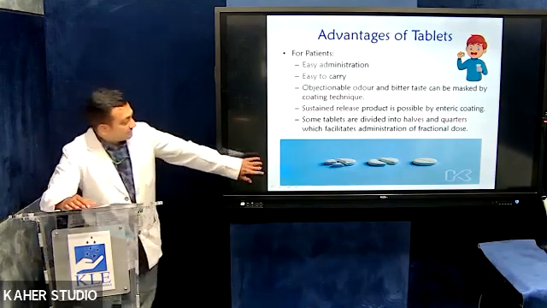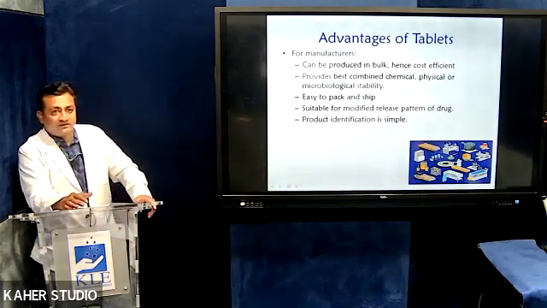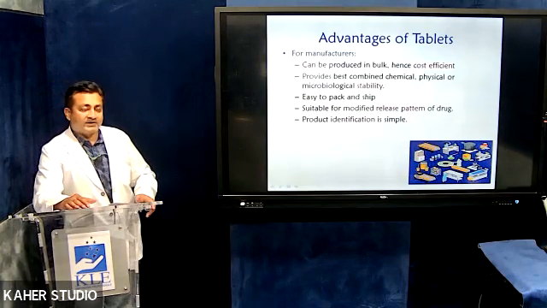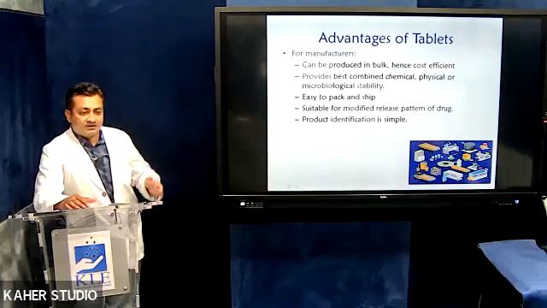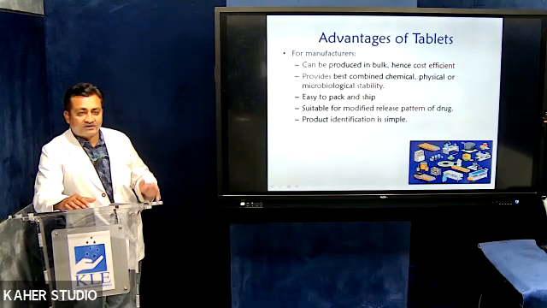So, according to the manufacturing view, it can be produced in bulk. Large quantities of tablets can be prepared, and they can be packed or stored in bulk, and hence it is very cost effective. The batch size of the tablet will be larger, so we can manufacture more.